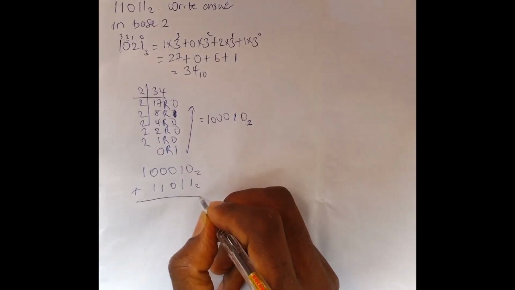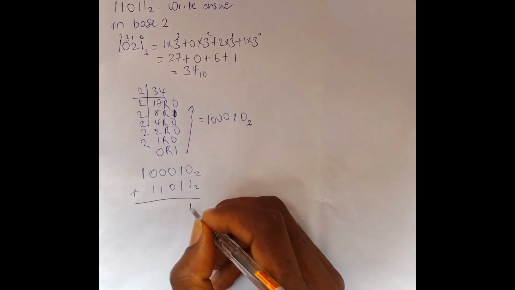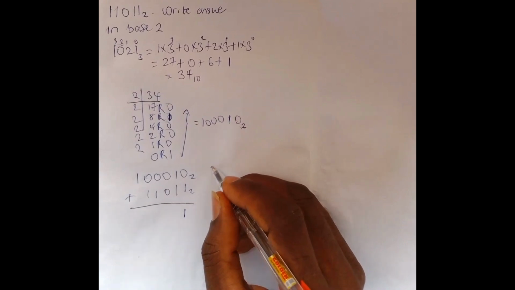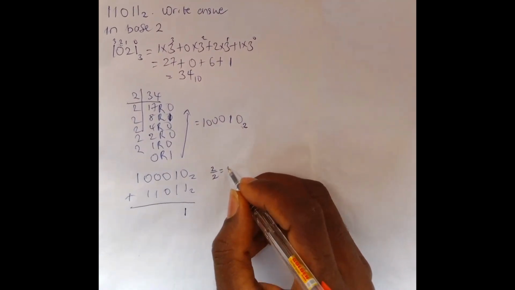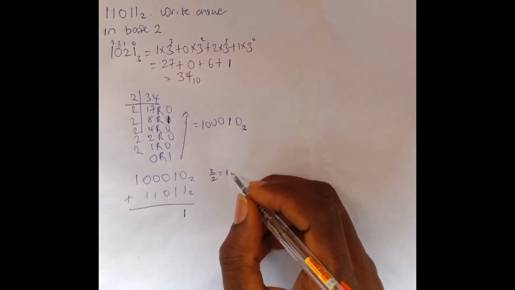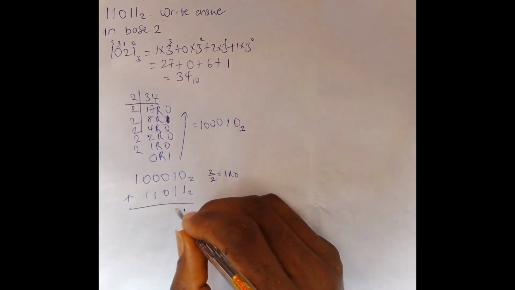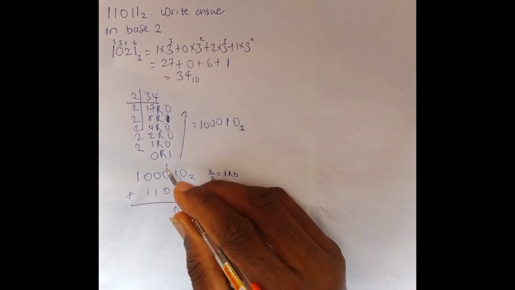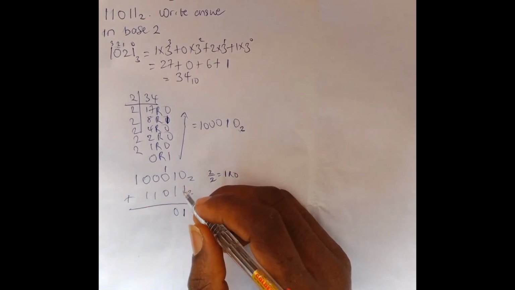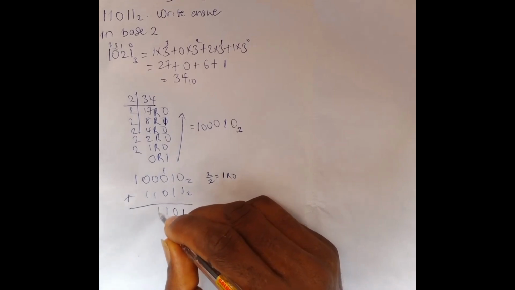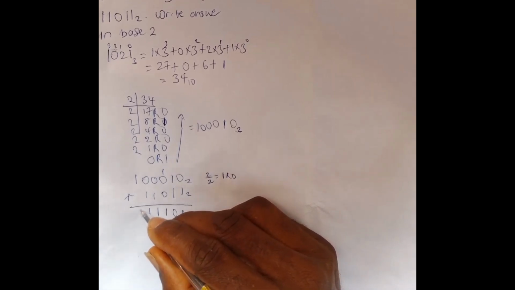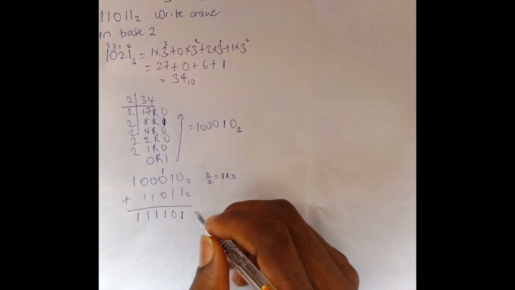0 plus 1 is 1. 1 plus 1 is 2, which is the same thing as the base. Divided by the base, you get 1 remainder 0. So you write the remainder and take 1 here. 1 plus 0 is 1. 0 plus 1 is 1. 0 plus 1 is 1. 1 plus 0 is 1. And this gives us our answer in base 2.